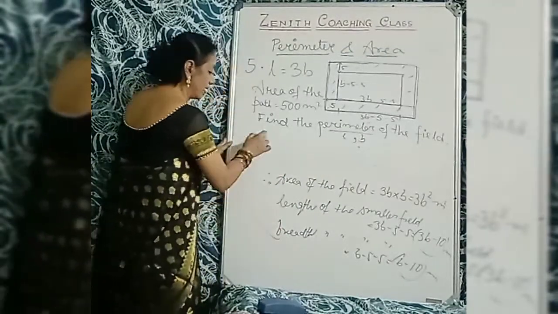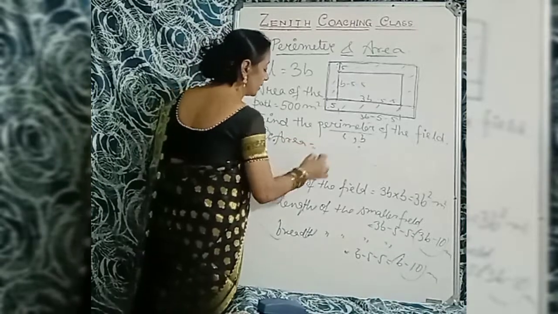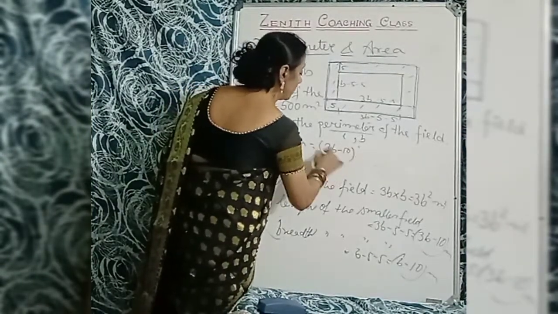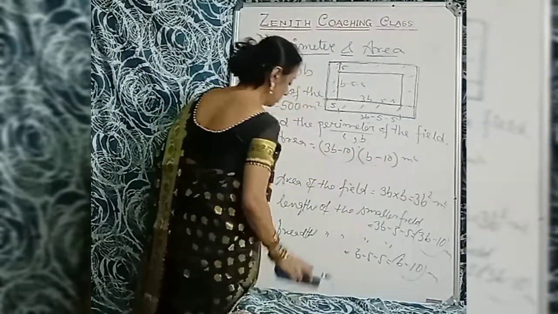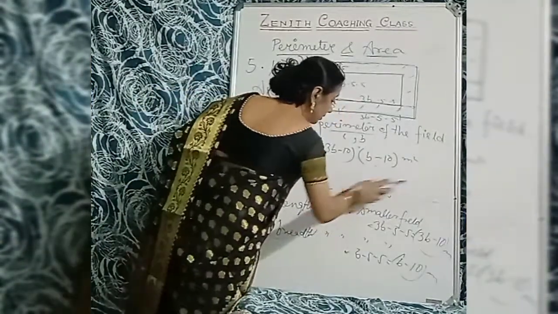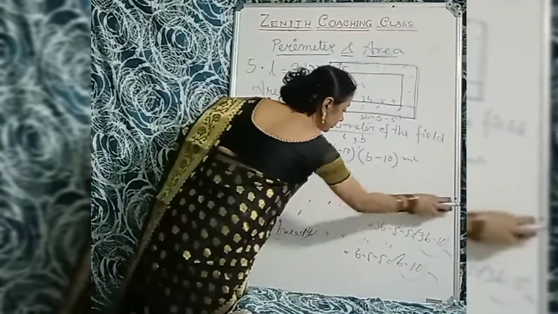So what is the area? Area equals length into breadth. Length is 3b minus 10 and breadth is b minus 10 meter square. Now in the question, let's find out this area.